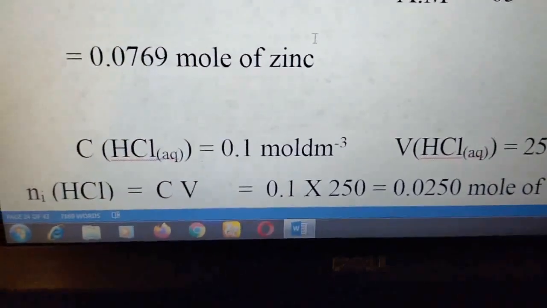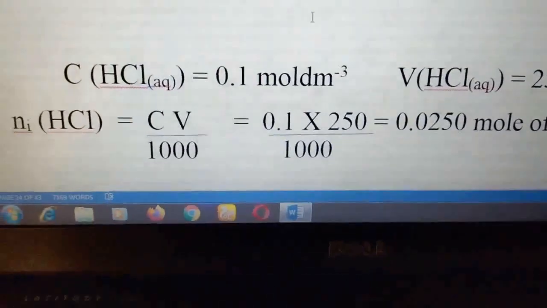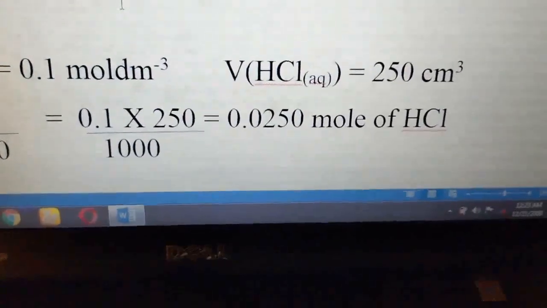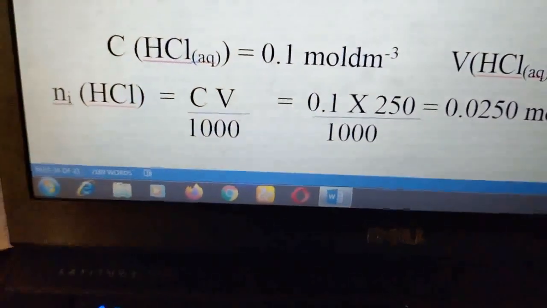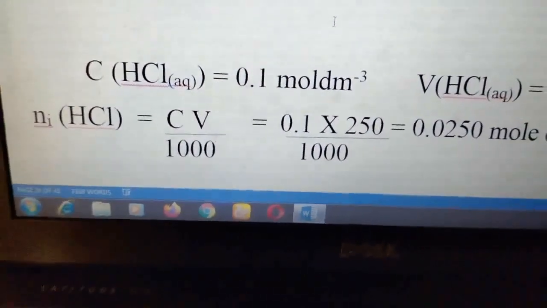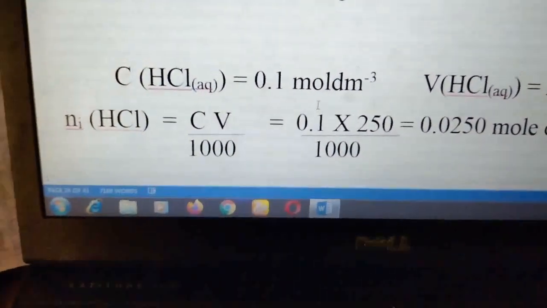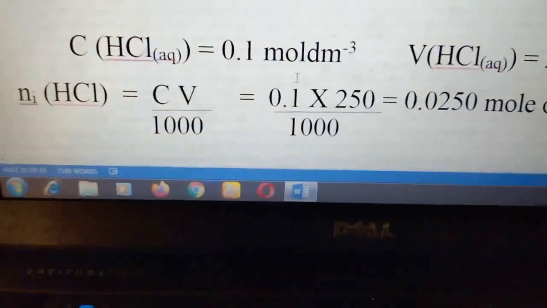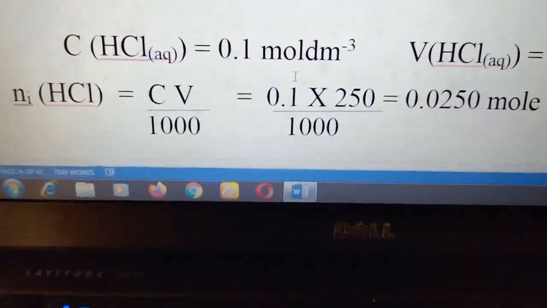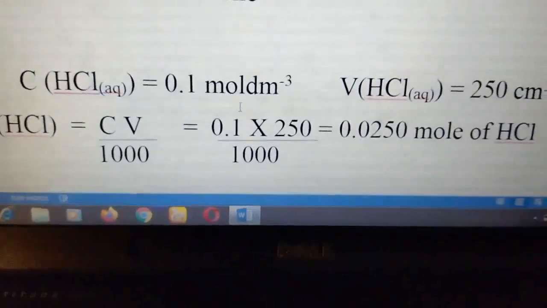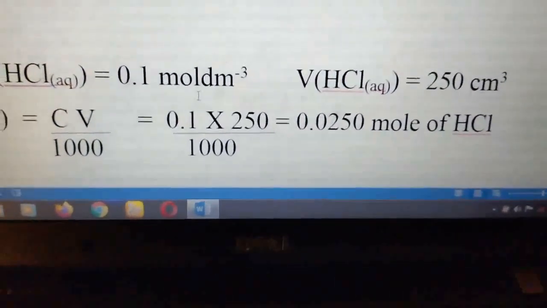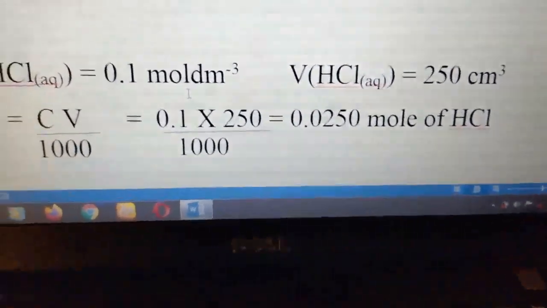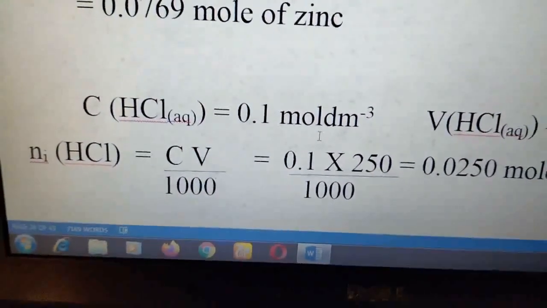Then for HCl, the other reactant, they gave us the concentration 0.1 mole per dm cube and the volume 250 cm cube. We can still calculate this number of mole, the initial mole, using the formula that connects concentration and mole, CV over 1000, because the volume is in cm cube. So 1000 there is to convert the cm cube to dm cube. Substitution, C is 0.1, V is 250 over 1000. So we'll now have 0.0250 mole of HCl. So this is the initial mole of HCl.